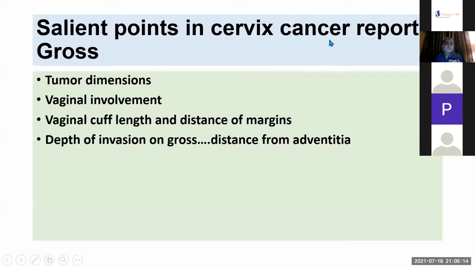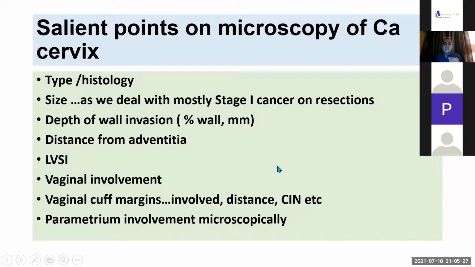So in a nutshell, the salient points in grossing are tumor dimension, vaginal involvement, the length of the vaginal cuff and the distance of the margins from the tumor, the depth of invasion on the gross, and the distance of the tumor from adventitia. If you look at microscopic points, you have to type the tumor, whether it's a squamous carcinoma or adenocarcinoma or a neuroendocrine carcinoma. Size, we have already discussed in great detail why the size is important, because it's part of the staging. Depth of wall invasion is important.